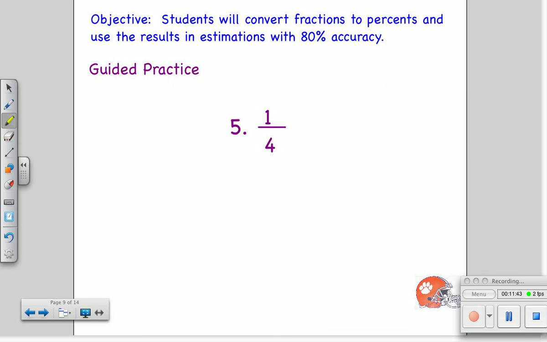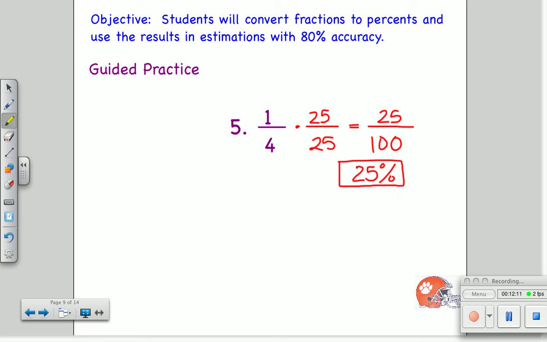One-fourth. What can I multiply by 4 to make it 100? Well, I know 4 quarters makes $1, so 25. 25 cents is a quarter. So then I also have to multiply the numerator by 25. 1 times 25 is 25. 25 out of 100 is 25%. Okay?